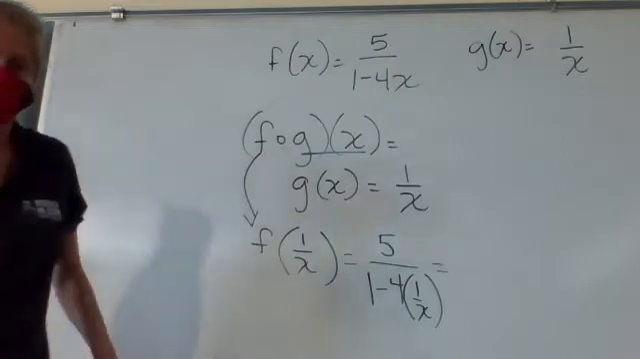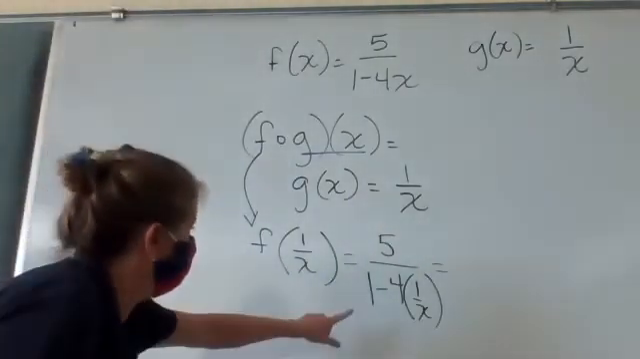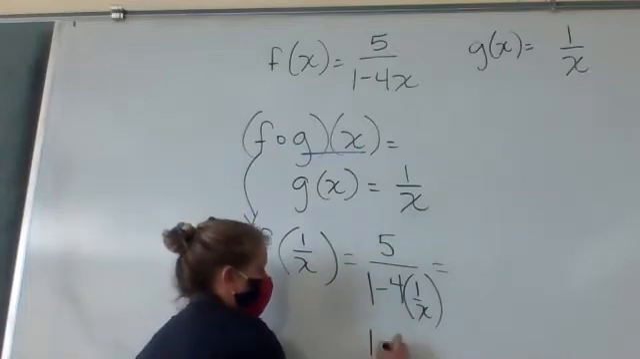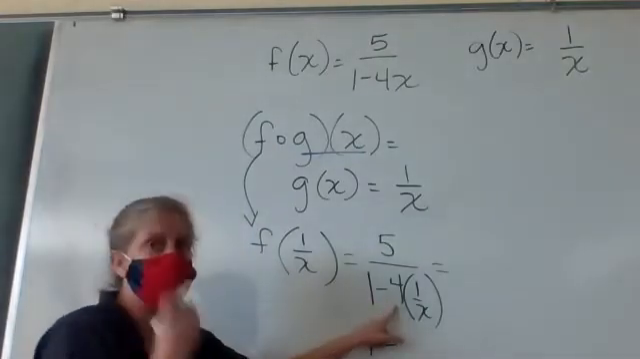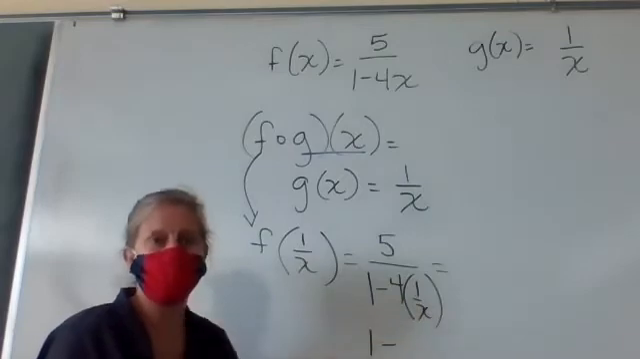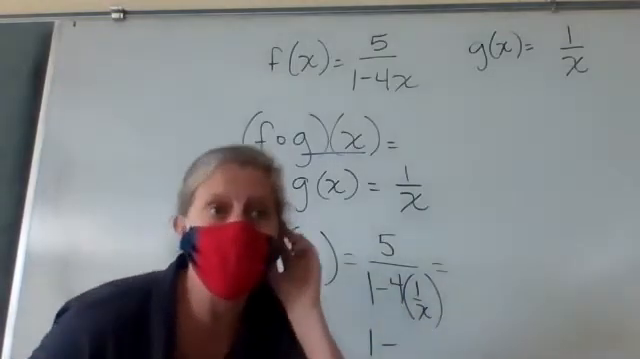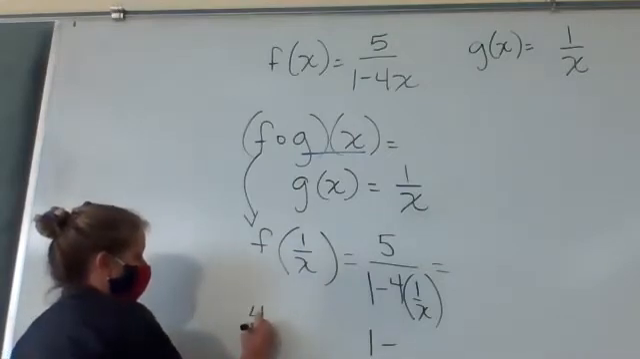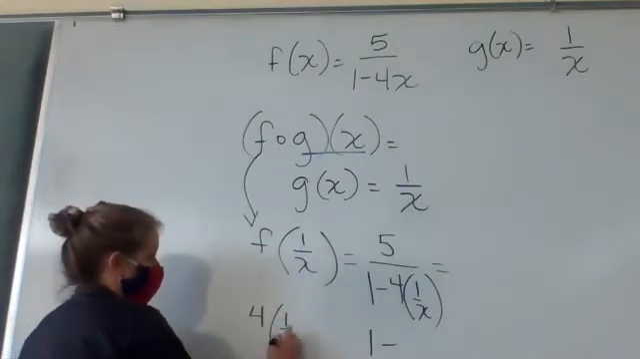All right, I got to simplify this some. Let's see. I need to figure out what this right here is. I'm going to have 1 minus, and I've got 4 times 1 over x right there, right? I need to rewrite that in a simpler way. So what does that mean? I've got 4 times 1 over x.